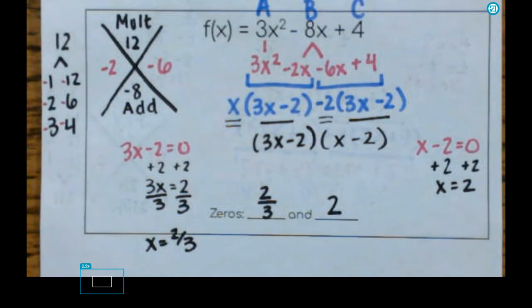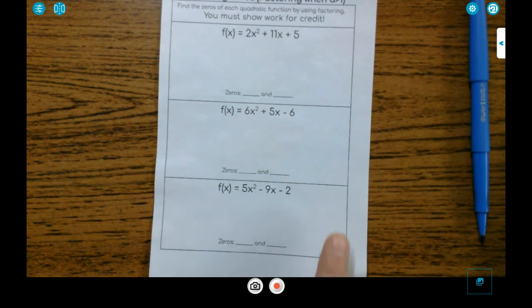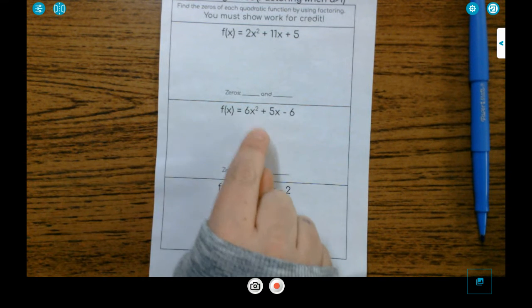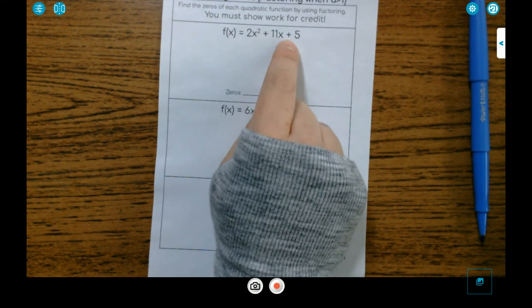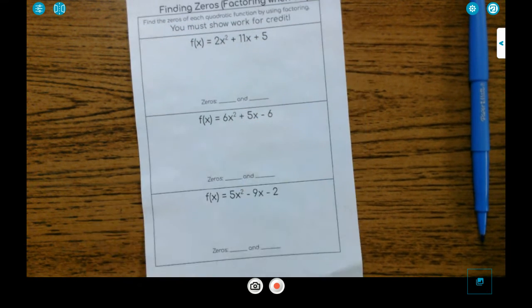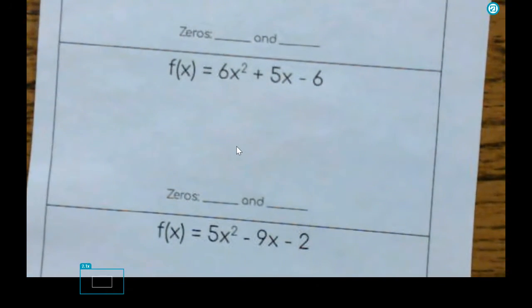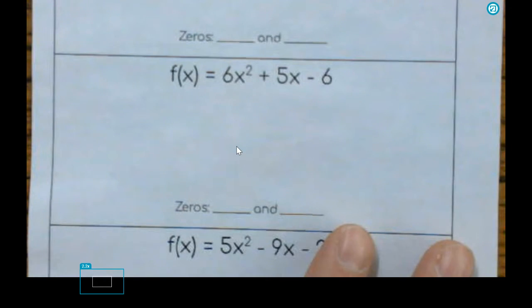Let's go ahead. I'm going to pause the video for a second. Hello again, recording. And we are going to do the second problem together. The reason why we're doing the second one and not the first one is this one's plus plus. We've already done a plus plus one. I want to do one with a negative c value. So I'm going to zoom in here, if I can. And we're going to do this one. 6x squared plus 5x minus 6.